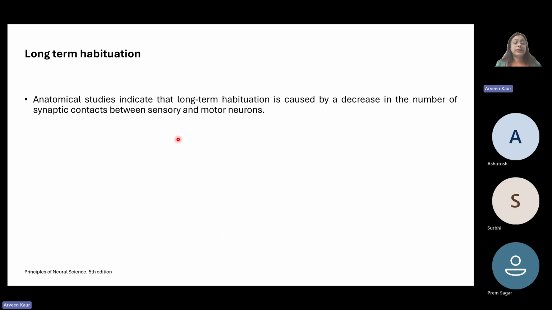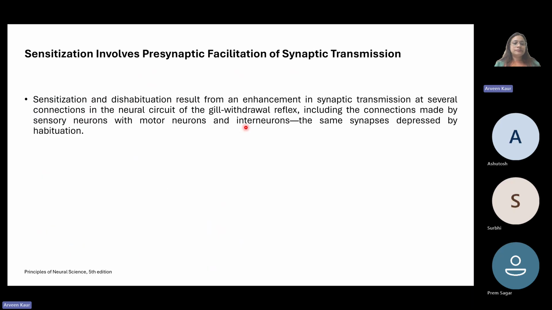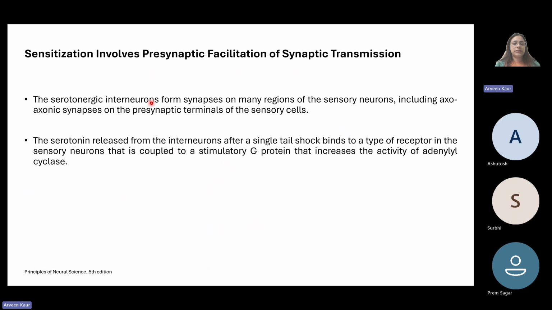And we also talked about long-term habituation and how this happens. It is basically caused by a decrease in the number of synaptic contacts between sensory and motor neurons. Because habituation leads to what? A decreased response. So fewer synapses, less response. That is what we talked about. Then sensitization is the opposite of habituation. It will have a greater number of synaptic points involved over here.